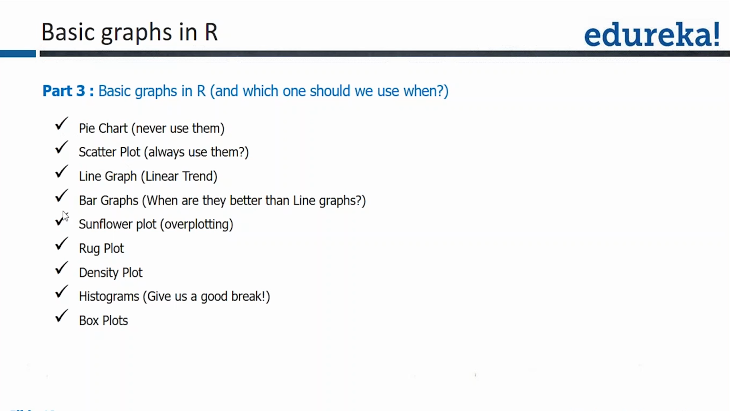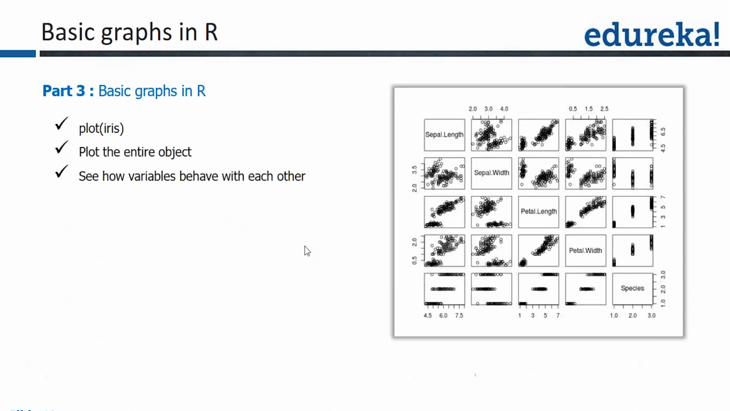Scatter plot, line graph, bar graph, sunflower plot. There is a concept called overplotting. Overplotting is nothing but plotting multiple graphs in a single view. If you're trying to establish a linear trend, then a line graph makes more sense. Histograms, rug plot, density plot, box plots, all of these are extremely important.